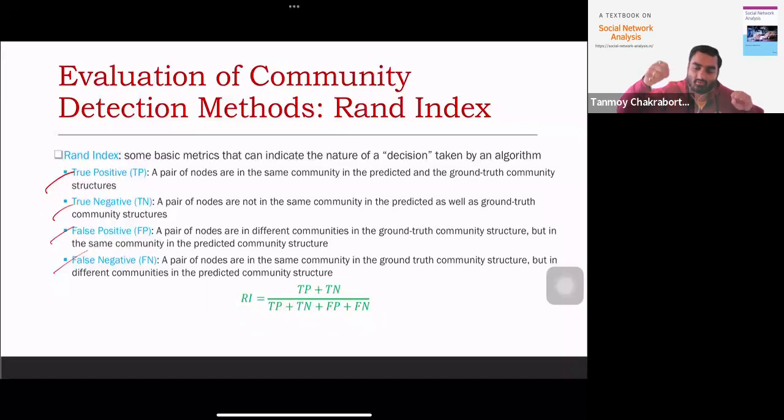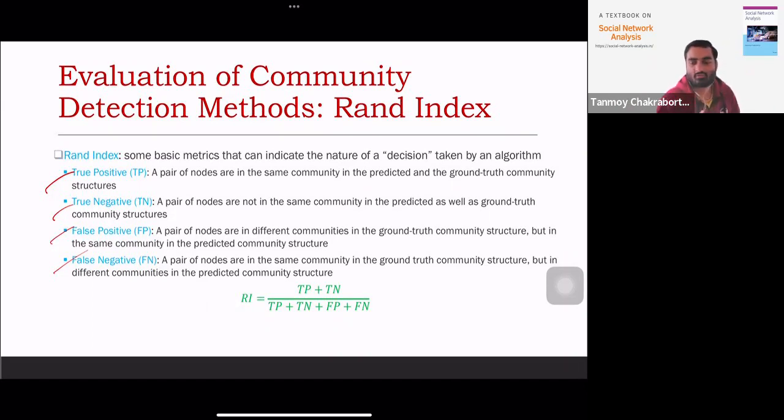If both the nodes belong to the same ground truth community but do not belong to the same detected community, then what would happen? Meaning according to the detection, this should be a negative sample, right? This should not be together according to the detection, but according to the ground truth, they should be in the same community, right? So this is false negative. Your algorithm says that this is negative, but your ground truth says that no, this is false, right? We know what is false negative.